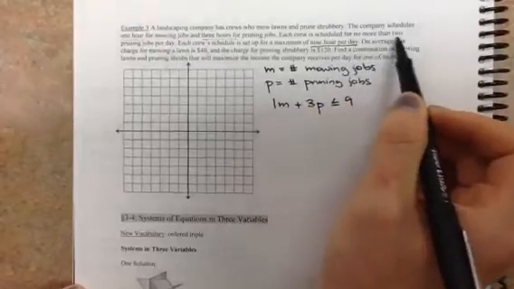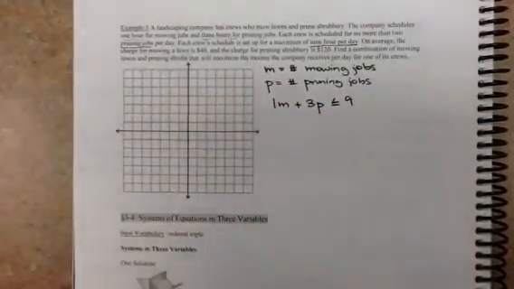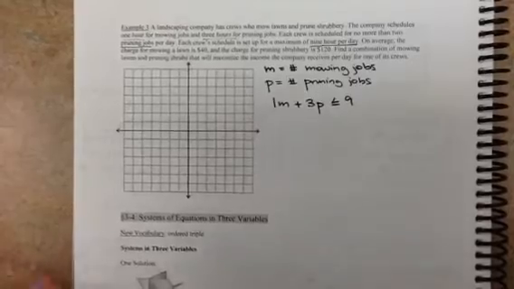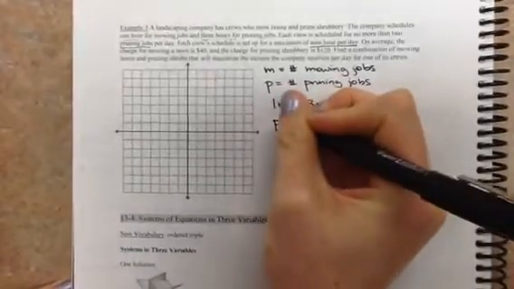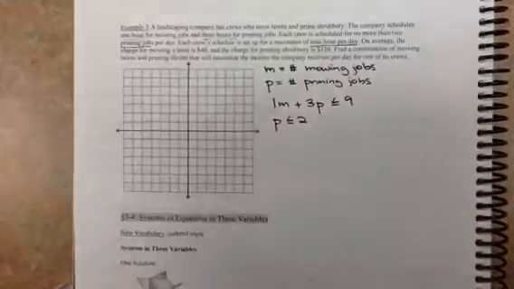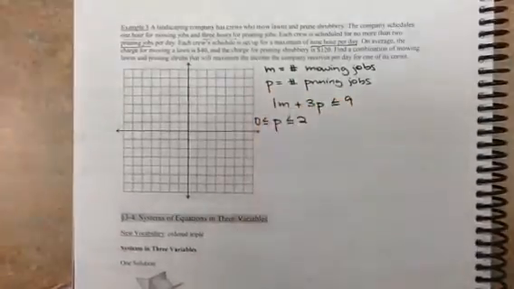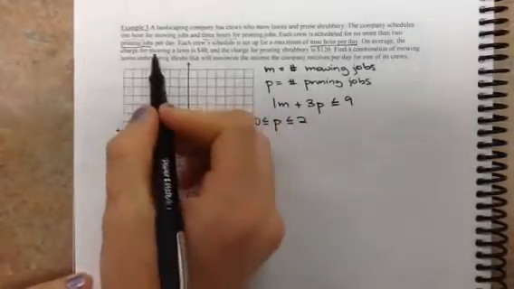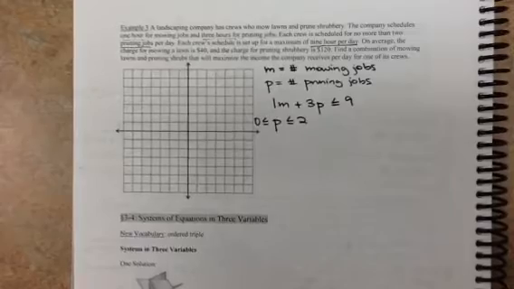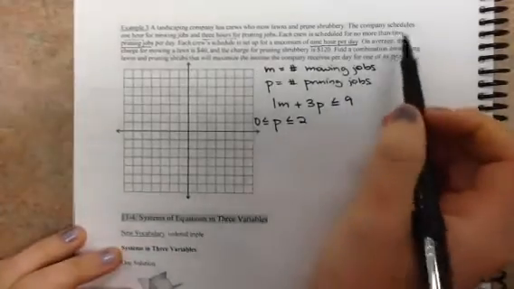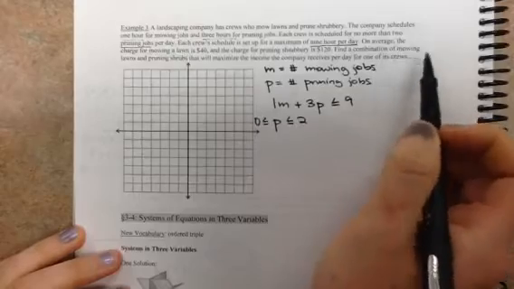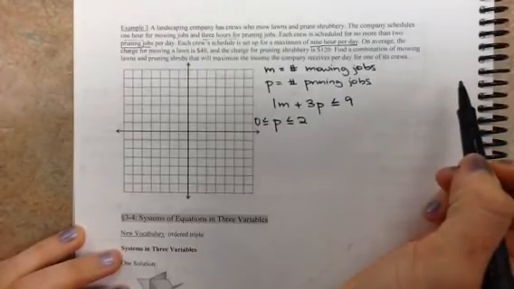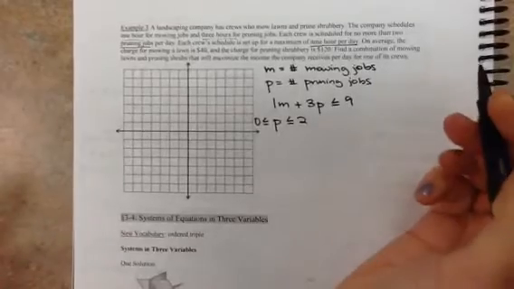Each crew is scheduled for no more than 2 pruning jobs. So the number of pruning jobs has to be less than or equal to 2. We could also throw in there that it's going to be greater than or equal to 0 because you can't do a negative number of pruning jobs. On average, the charge for mowing a lawn, we'll bring that in at the end. So we've got a couple little details here. Let's see if they mention anything else. All right, that ought to do it. So we've got these inequalities that we can graph.